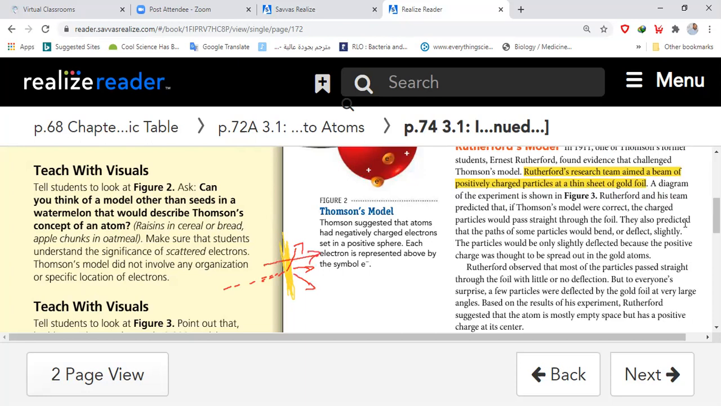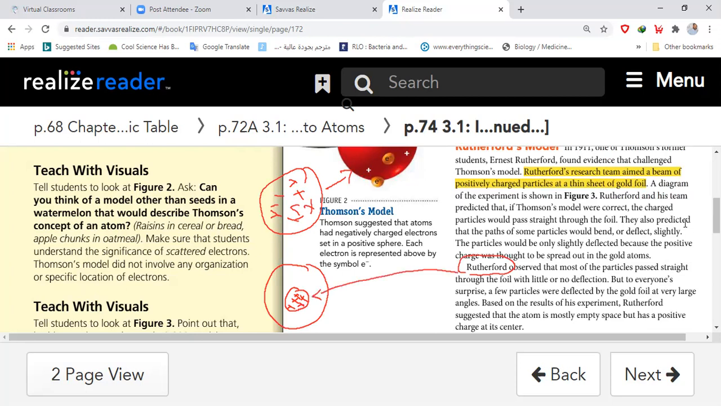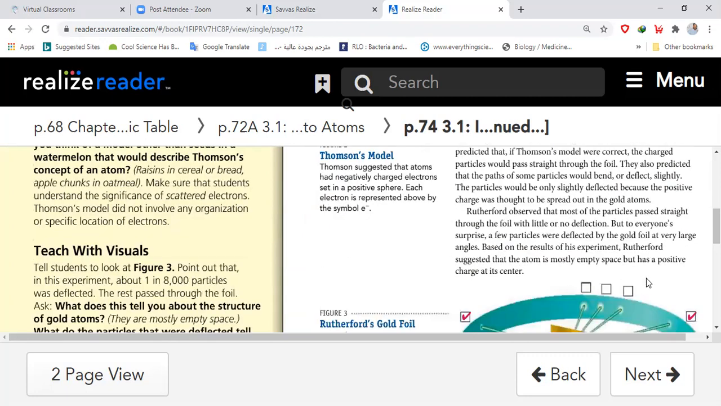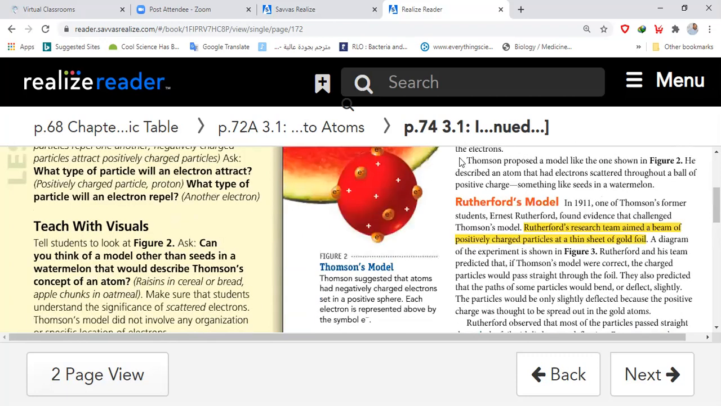From this, he said that when Thomson said that the atom has positive charges all around the atom, this was a mistake. He said that the positive charges are concentrated in the nucleus. So who discovered the nucleus? It was Rutherford. He discovered the nucleus that contains all the positively charged particles. Okay? Here we go. So hang on a second. What did Rutherford say?